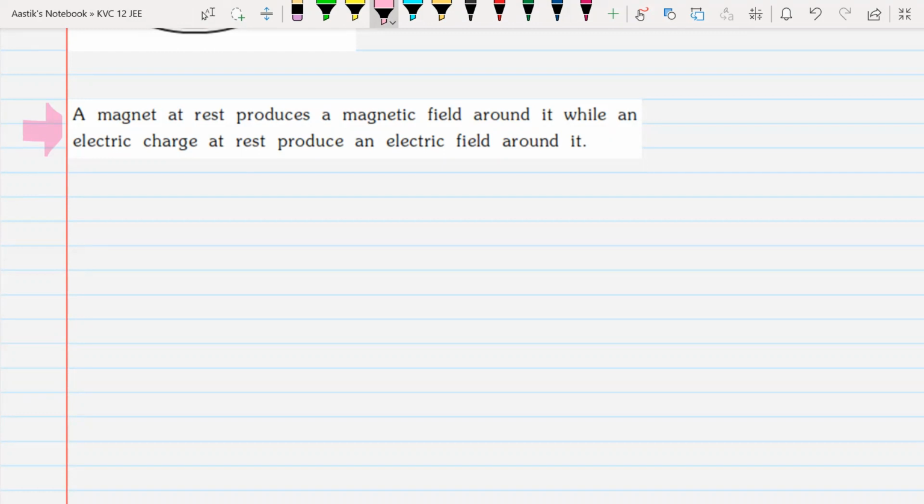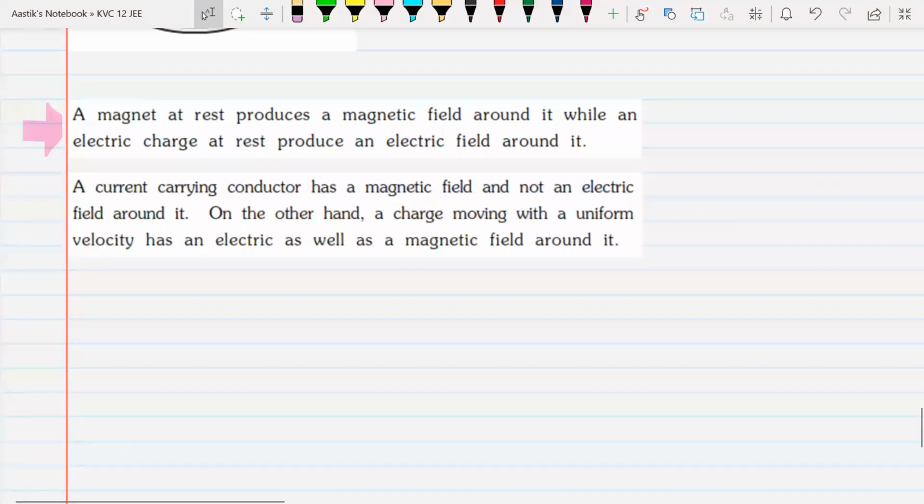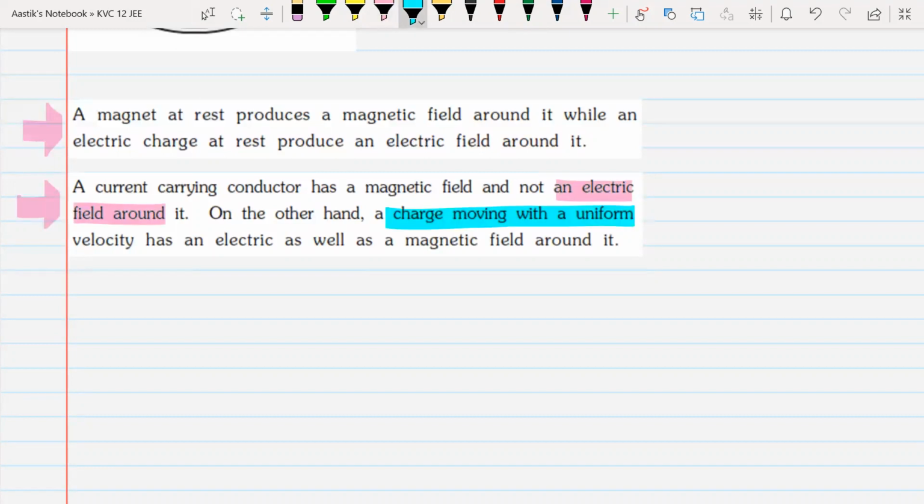A current carrying wire produces a magnetic field, but not an electric field. So remember all these facts. On the other hand, a charge moving with uniform velocity produces electric as well as magnetic field. Remember all these points because they may come as questions in your JEE Main, and I've seen a couple of questions based on this.